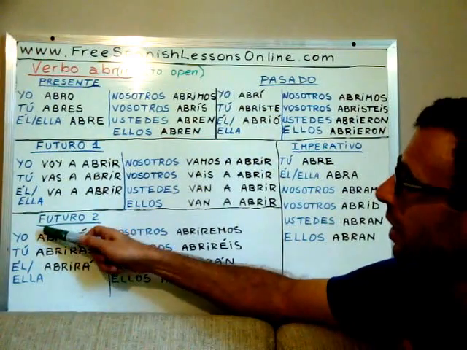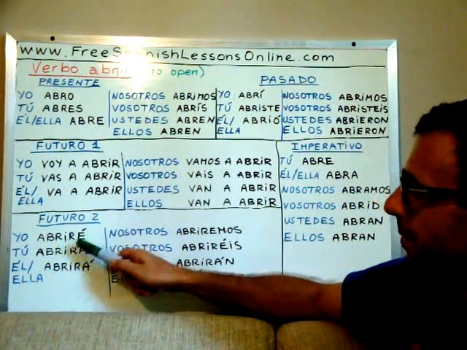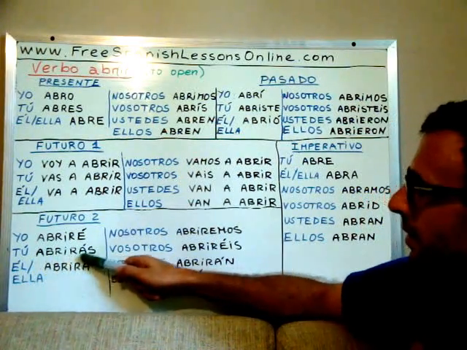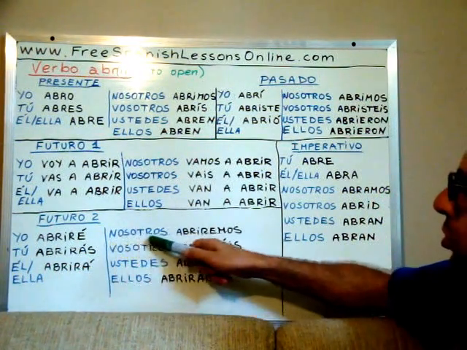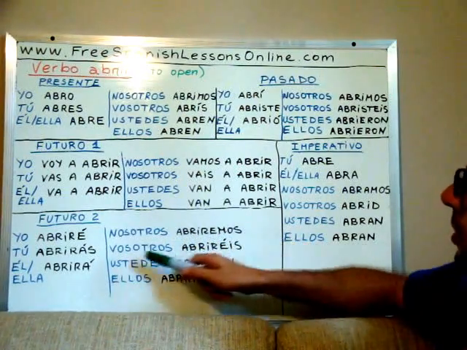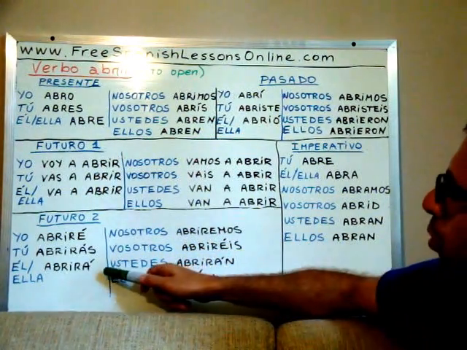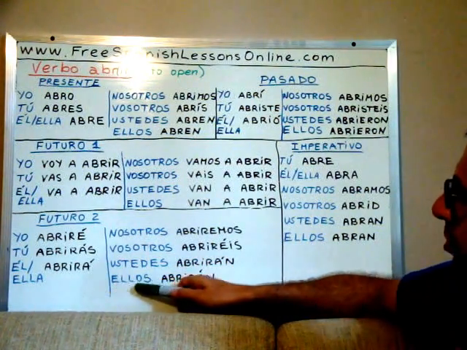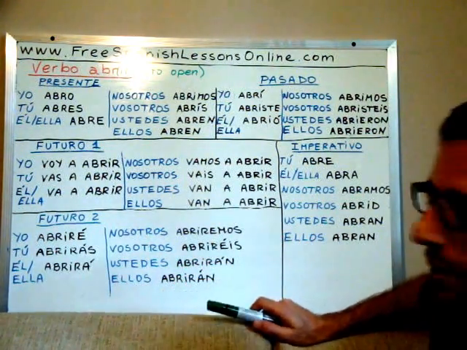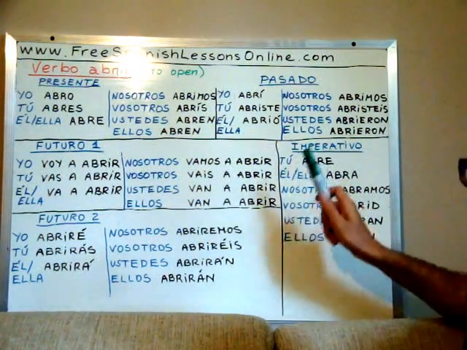Let's use the other future tense. Yo abriré. Tú abrirás. Él abrirá. Nosotros abriremos. Vosotros abriréis. Ustedes abrirán. Ellos abrirán. Okay?